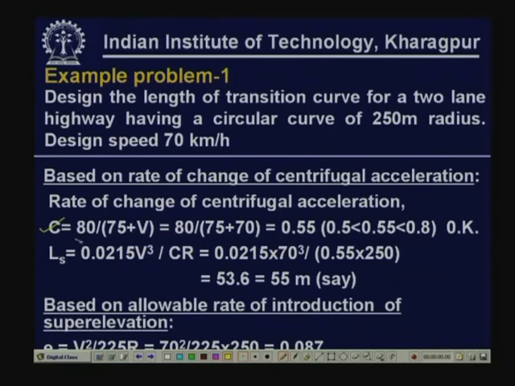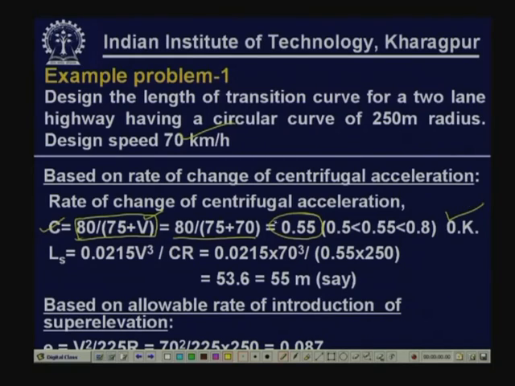C is 80 by 75 plus V. This V is nothing but 70 kilometer per hour. So, putting that in, we calculate C as 0.55. We check that this calculated C is in between 0.5 and 0.8. Therefore, this rate of change of centrifugal acceleration is acceptable.